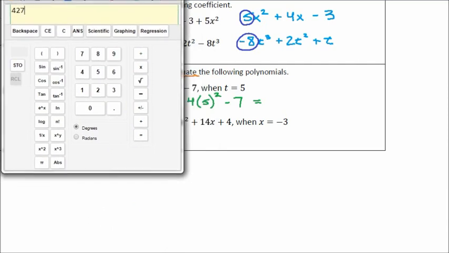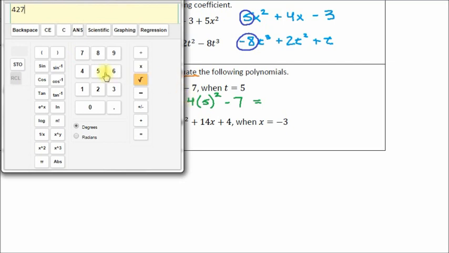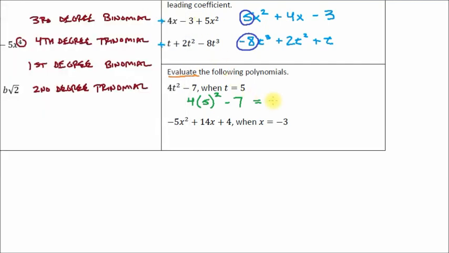So I'm going to go ahead and move this over, and let's go ahead and plug this in. We've got 4, parenthesis, 5, close parenthesis. You're going to have a key on your calculator that has an x squared. Mine looks like an x with a hat, or an upward pointing symbol with a 2. That means 5 squared. And now we're going to subtract 7. We press equal, and we've got 93. So our answer for this one is 93.